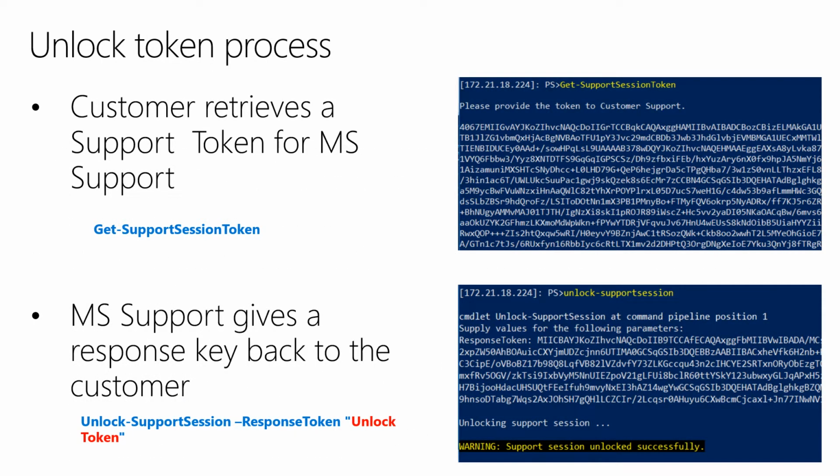Here are some screenshots we've taken on a live support case. First of all, what you can see here is the IP address of our privileged endpoint, and then we run Get-SupportSessionToken, and this is a part of your support session token. You'll send the support session token to the Microsoft support. They'll give you the response key, and then you use Unlock-SupportSession as the second step. Insert the response token here, and this will unlock the endpoint.